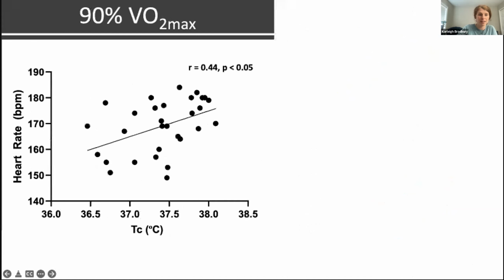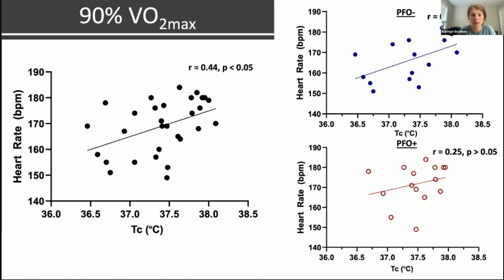Moving on to a higher exercise intensity, you can see the same thing we saw pre-exercise and at 50% of VO2 max. In the whole group data, there's a positive and significant relationship between core temp and heart rate. And when we divide it out to look at the effect of a PFO, you can see it's still being driven by our PFO negative group, where there's no relationship between core temp and heart rate in our PFO positive group.